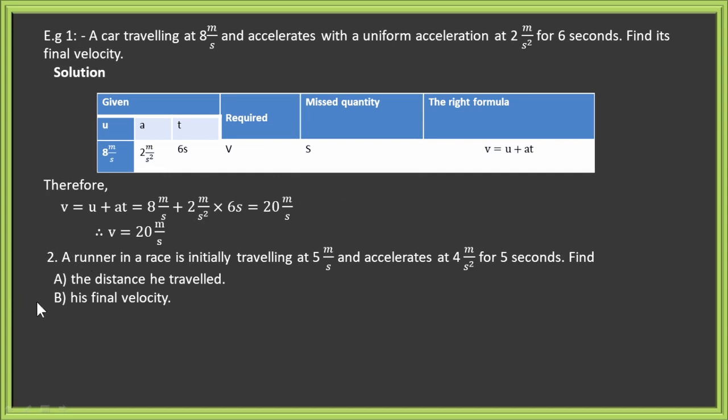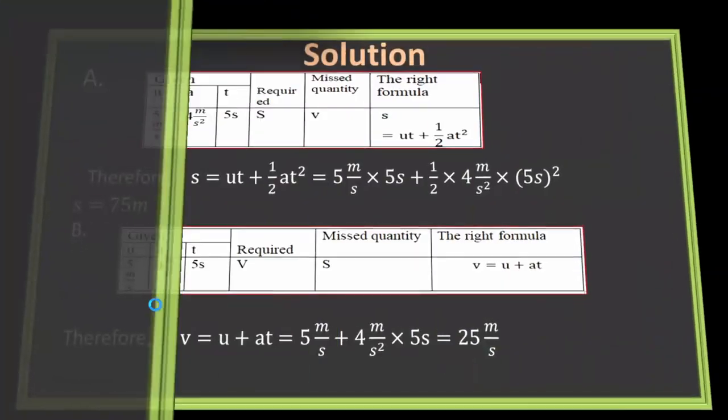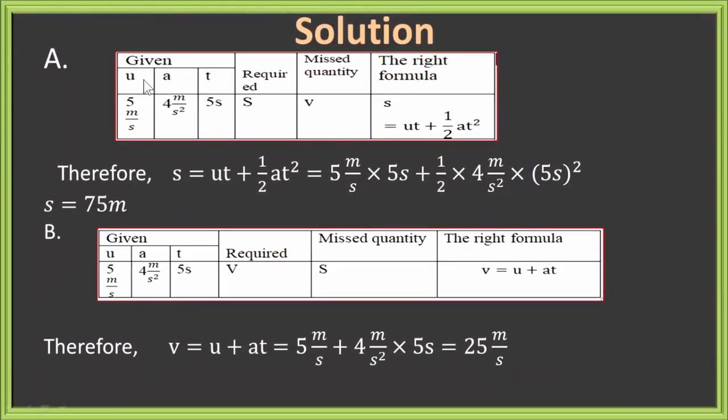The second example. A runner in a race is initially traveling at 5 meters per second and accelerates at 4 meters per second squared for 5 seconds. Find A, the distance he traveled, and B, his final velocity. Let us see the solution. Given quantities are the initial velocity 5 meters per second, constant acceleration 4 meters per second squared, and the time of motion 5 seconds. Then the required quantity is S.